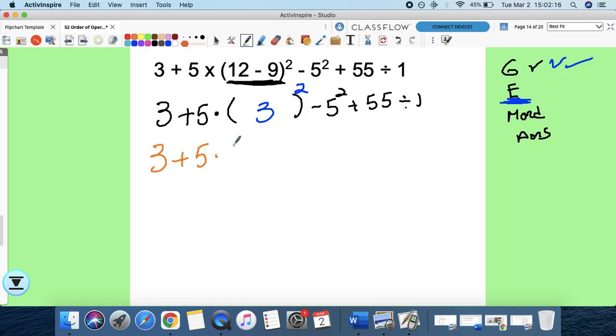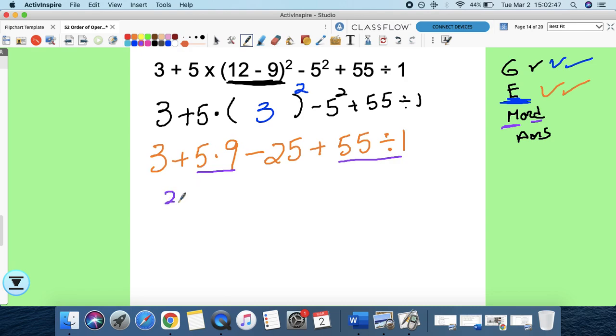It's 3 times 3, which is 9, and then I'm going to remove the parentheses because I don't need them anymore. Minus, and what's 5 to the second power? It's 5 times 5, which is 25, plus 55 divided by 1. So all the exponents se fueron. Now it's multiplication or division. Do I have multiplication? Yeah, I have multiplication here, and I have division here.